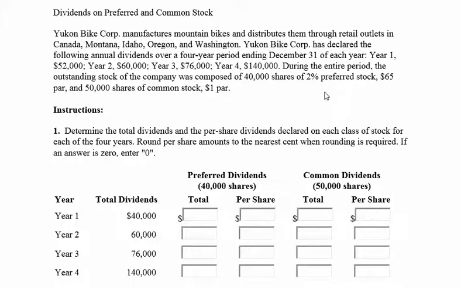One thing we need to understand is that preferred stockholders always get paid first, and then whatever is left over goes to common stock, if there is anything left over.